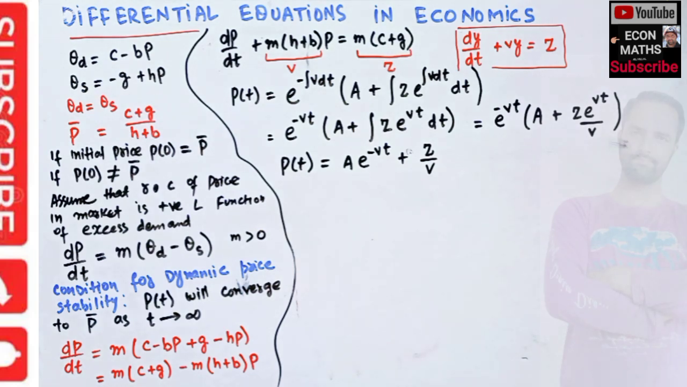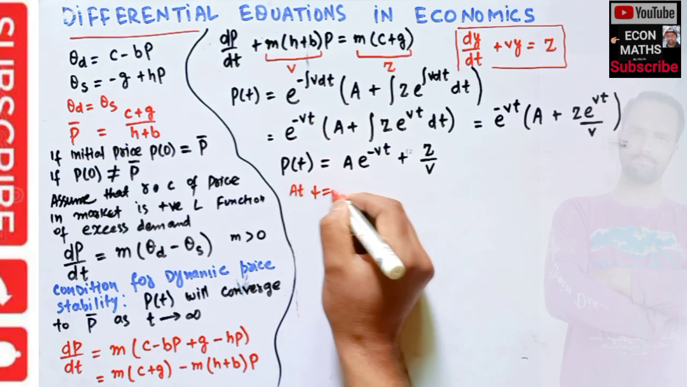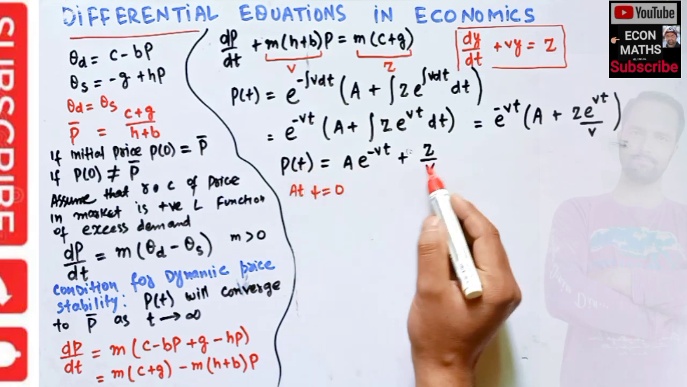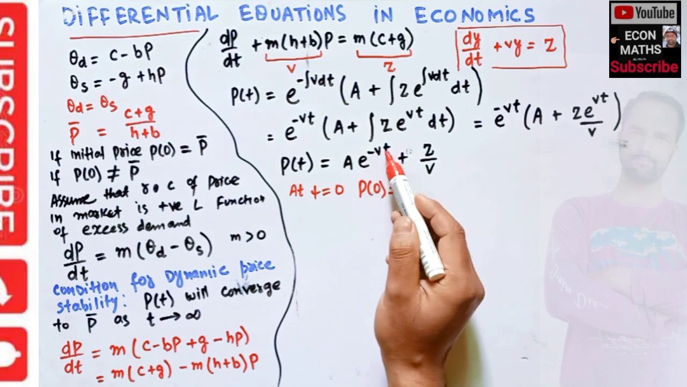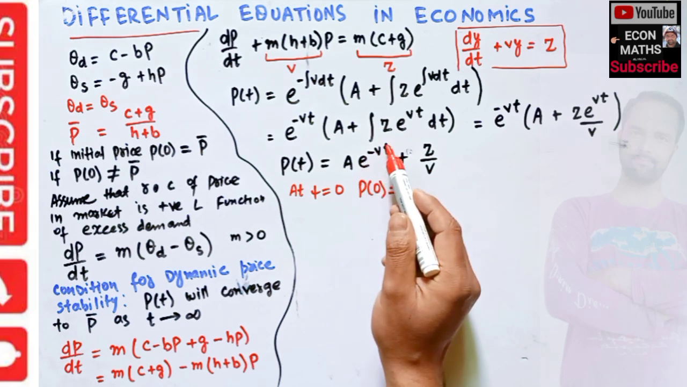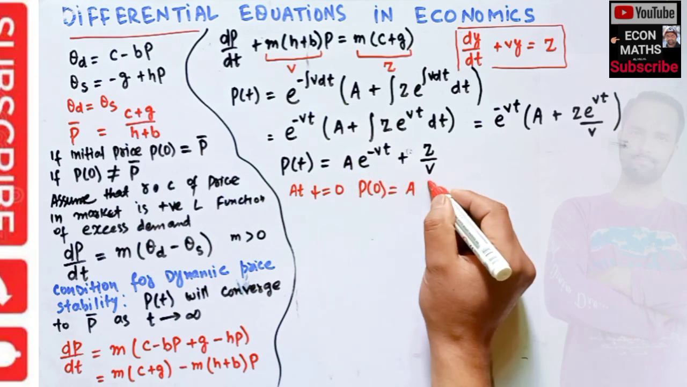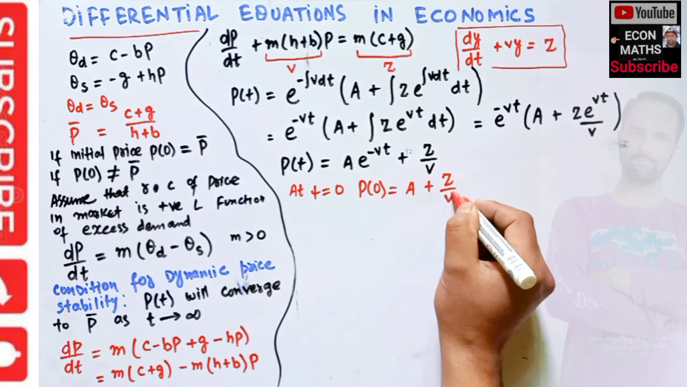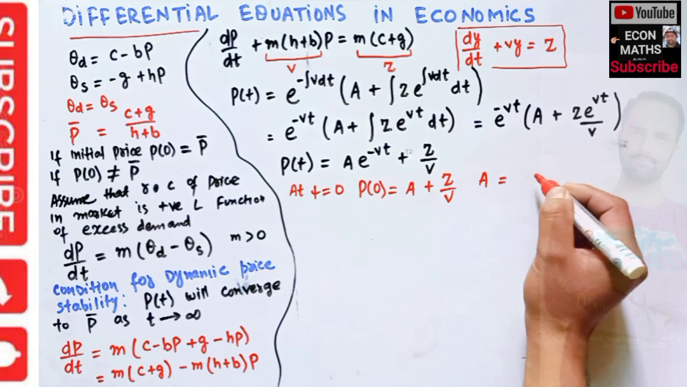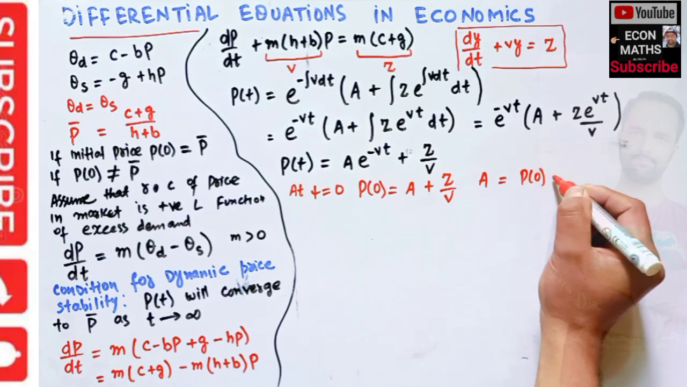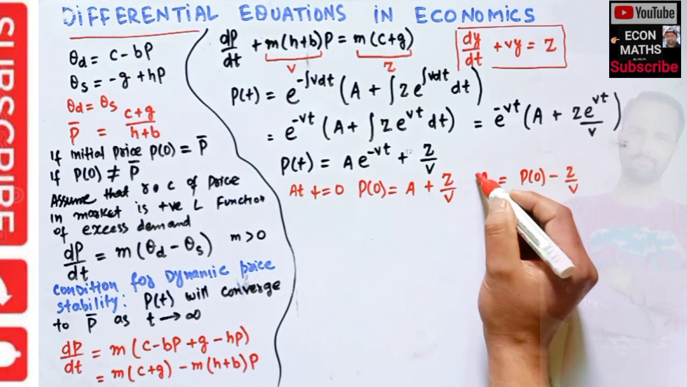Now let's write the initial condition. Let us say when t is equal to 0, if t is equal to 0 in this equation, that means p0 will be equal to, e raised to the power 0 will be equal to 1, so we will be left with only A here, plus z upon v. Now let us solve this for the arbitrary constant, that means our A will be equal to p0 minus z upon v.